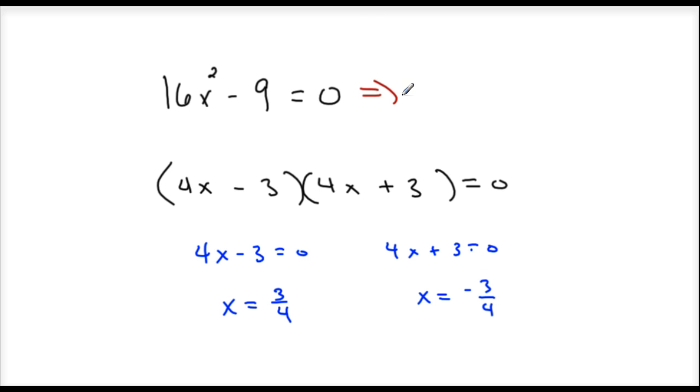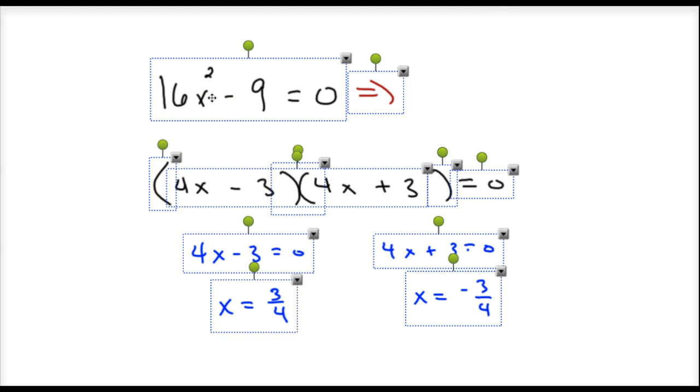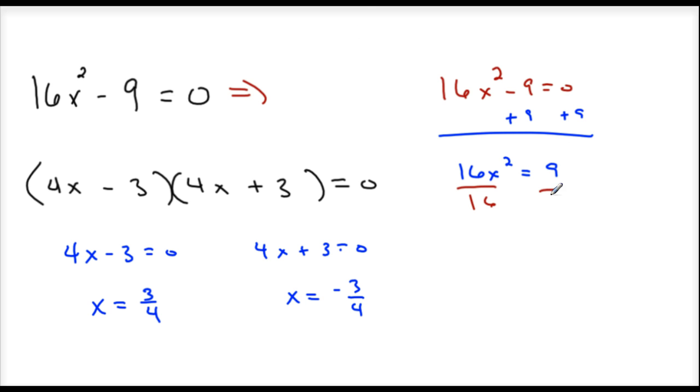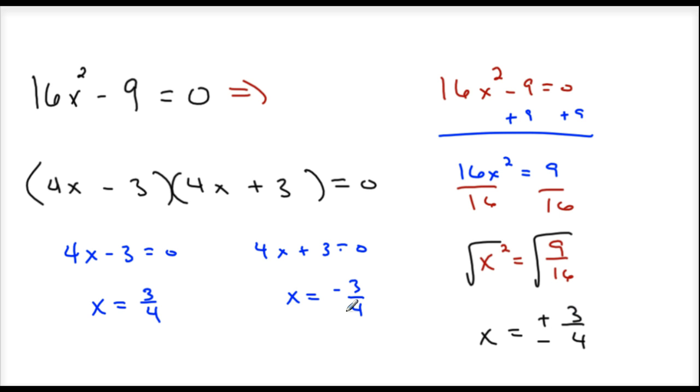Another way of doing this, let me just show you real quick. This could have been 16x squared minus 9 equals 0. If you're just solving, you could add 9 to both sides. 16x squared equals 9. Divide both sides by 16, so you get x squared equals 9/16. Then you take the square root of both sides. The square root is 3/4, but when you take the square root, it's going to be positive 3/4 or negative 3/4, so plus or minus 3/4.